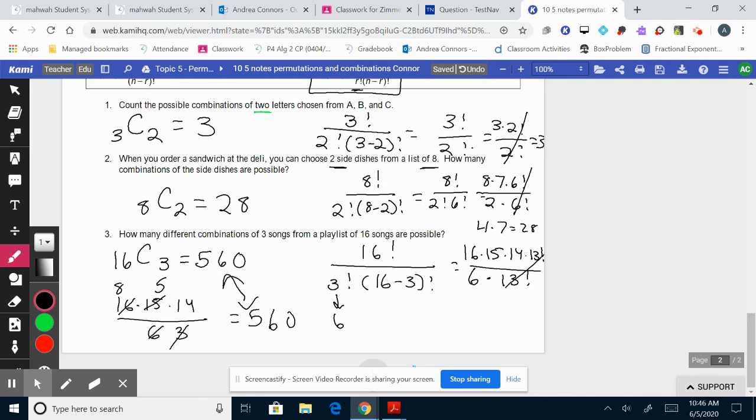On the SAT and on certain assessments in the future, you might not be able to use a graphing calculator or a calculator for these, which is why we have to show you guys the formula.